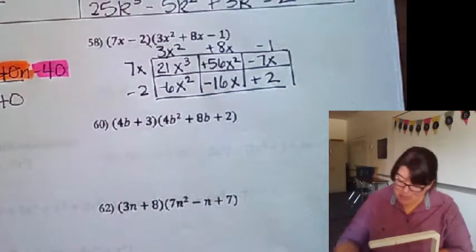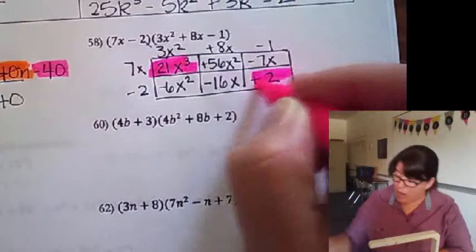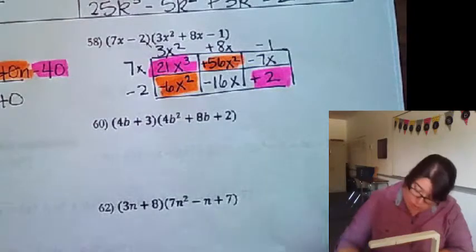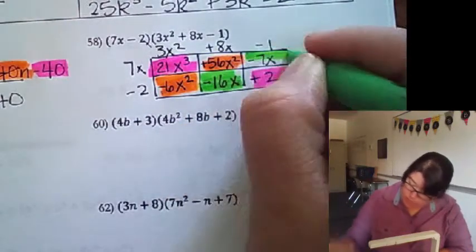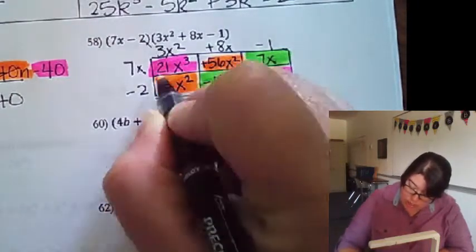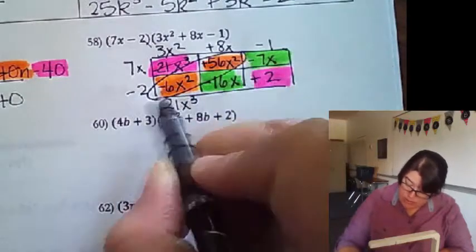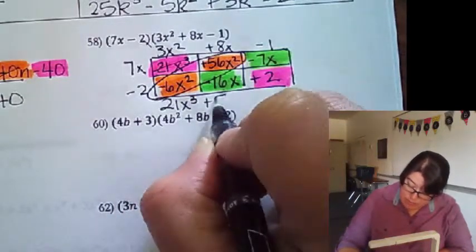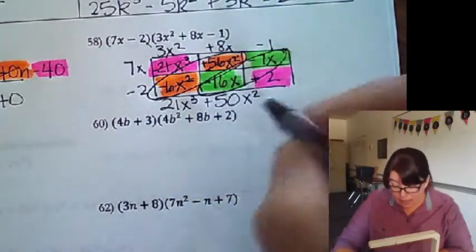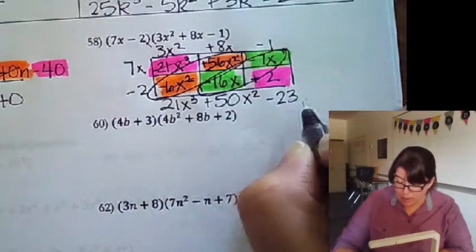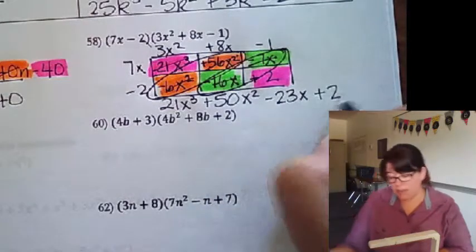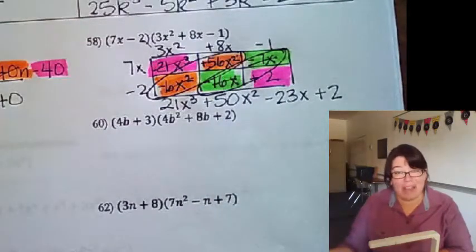Now we're going to look for some like terms. I know that my first one and my last one won't have any like terms, but these on the diagonal will have like terms. So let's see, I'm going to start with here, 21x cubed, done. These I'm going to combine. So negative 6 and positive 56 gives me positive 50, and those are my x squared terms. Then I have negative 16 and negative 7 gives me negative 23, and those are my x terms. And then positive 2 doesn't combine with anything, so that goes down at the end. So that's all we have for that one.